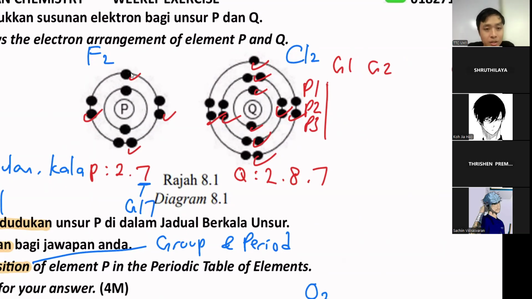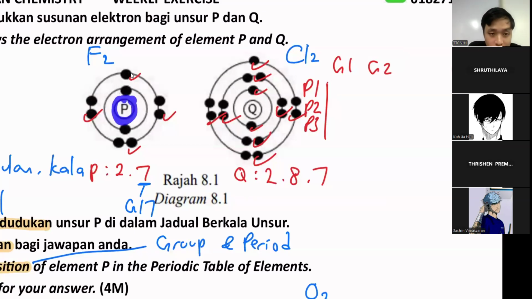Which one has the higher tendency? Let me see the answer. F2. Yes, F2 attracts more electrons, actually. It tends to attract more. Why?